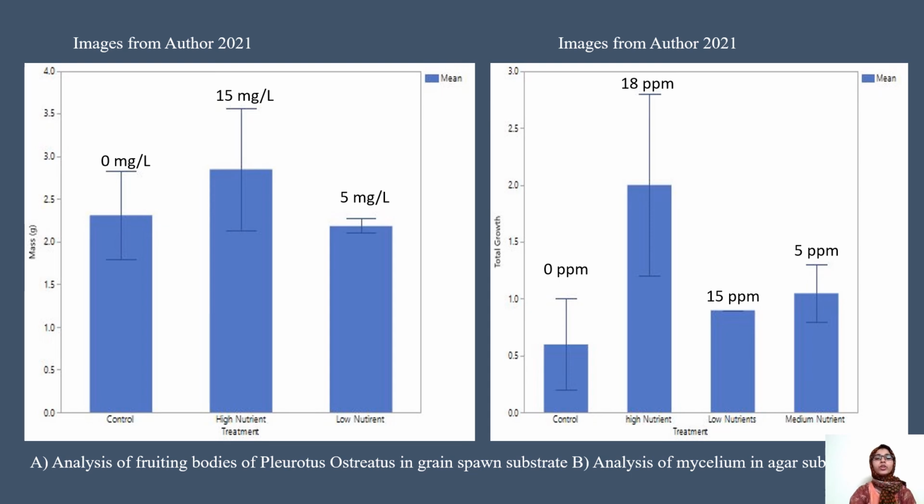If we compare both graphs, it was found that species in agar substrate in 15 ppm concentration has less growth compared to grain spawn substrate with 15 mg per liter concentration. Therefore, according to Agundal 2014 studies, it has been concluded that substrates also affect the development of fruiting bodies of mushrooms.